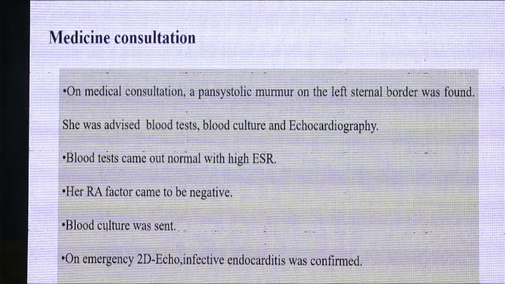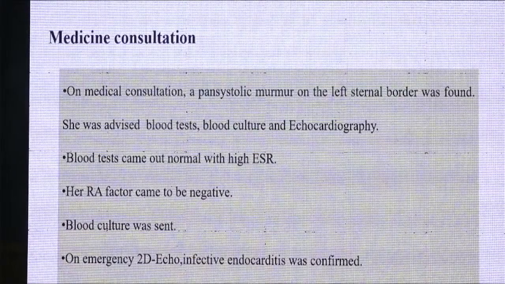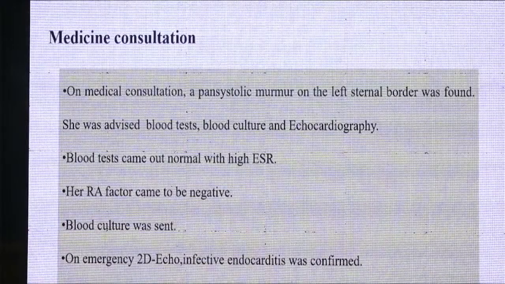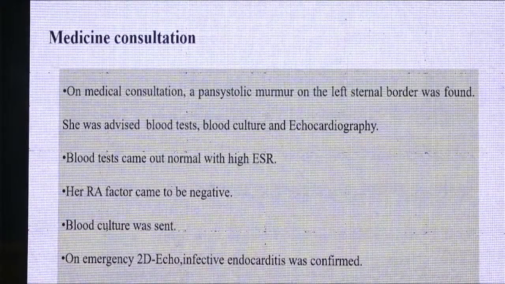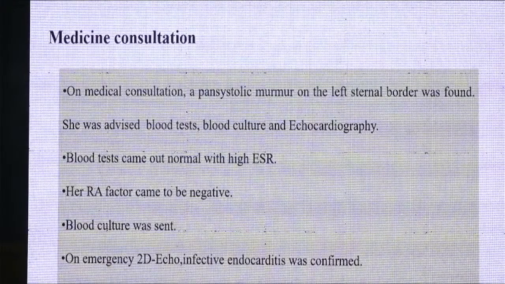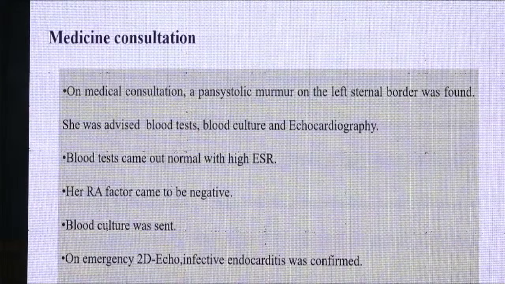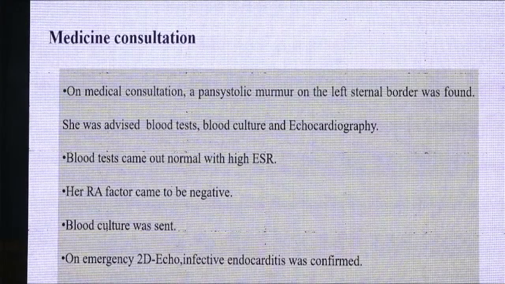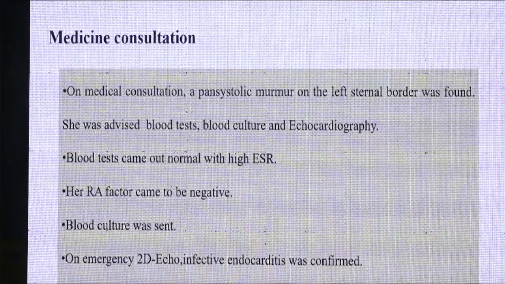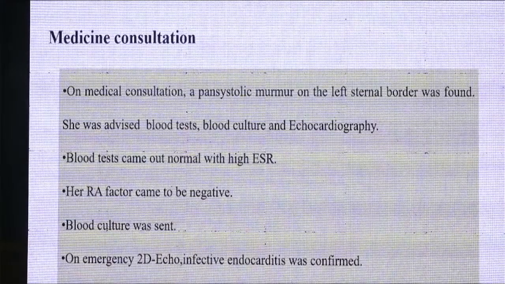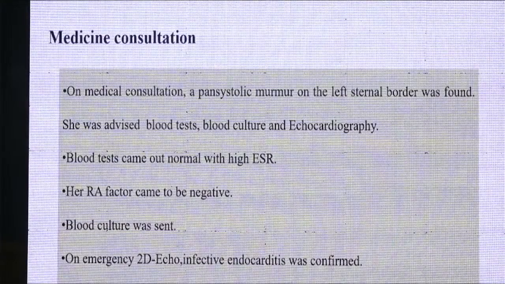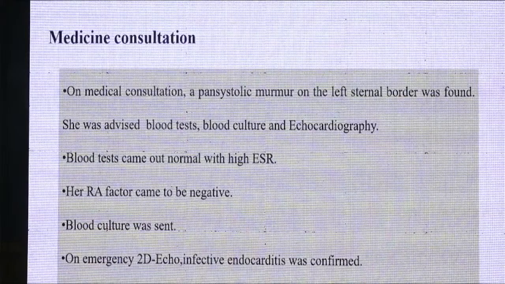Her blood tests came out normal, with a slight increase in RBS, around 140 to 145, but her ESR was very high. It was 110 millimeter in the first hour. Then we did her RA, rheumatoid arthritis factor, and it came out negative. Then we sent her for blood culture, but blood culture takes about 48 to 72 hours. But we had started her IV antibiotics.